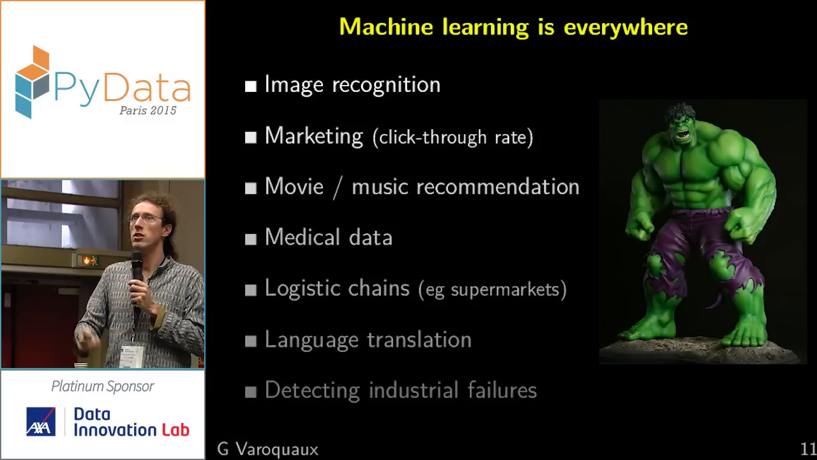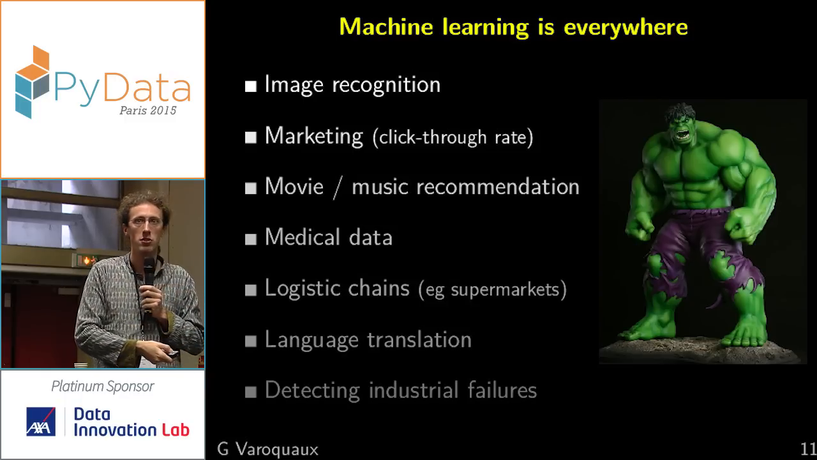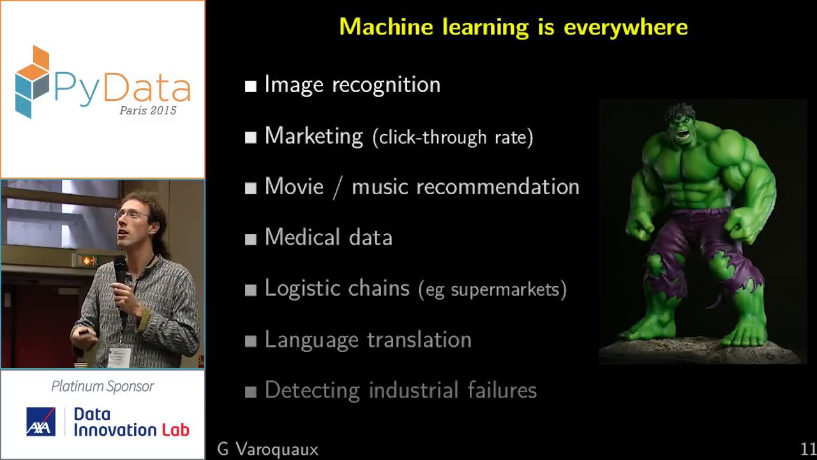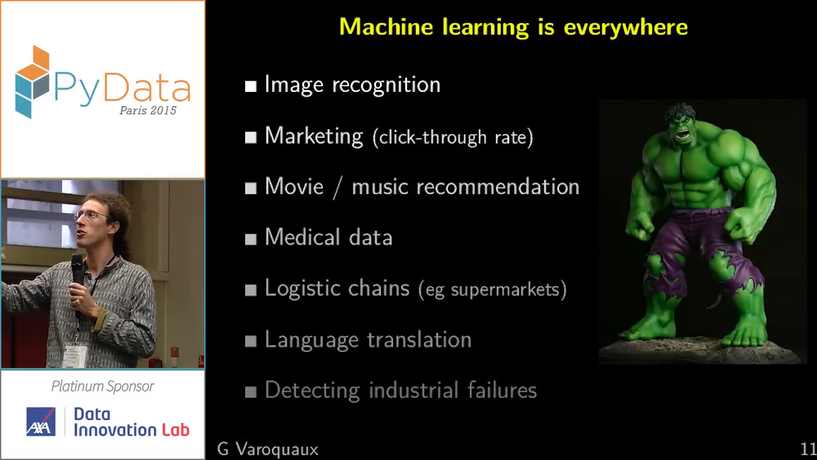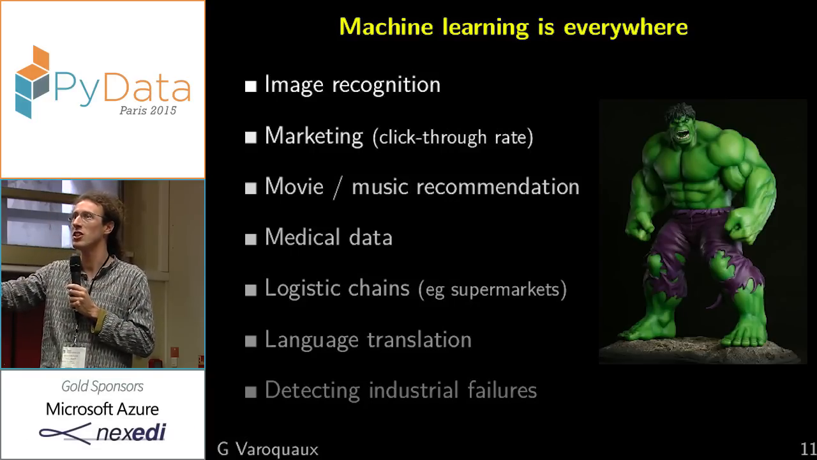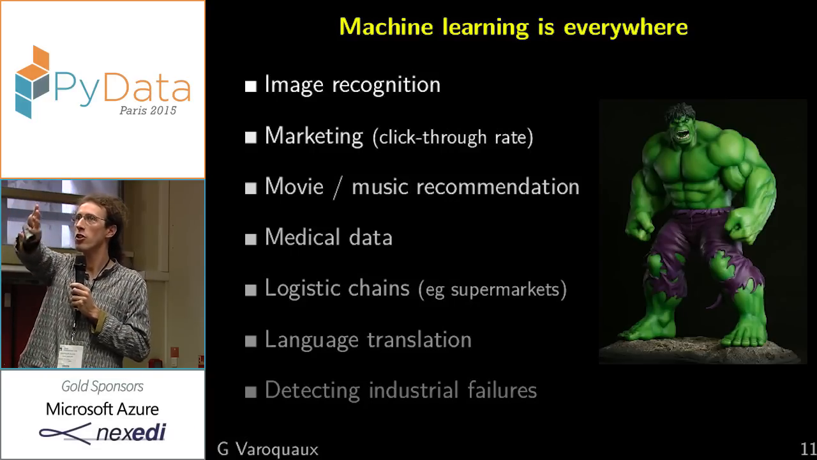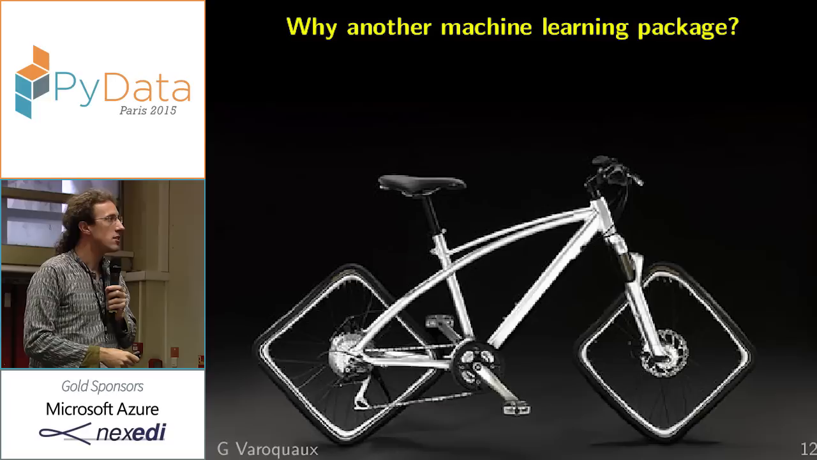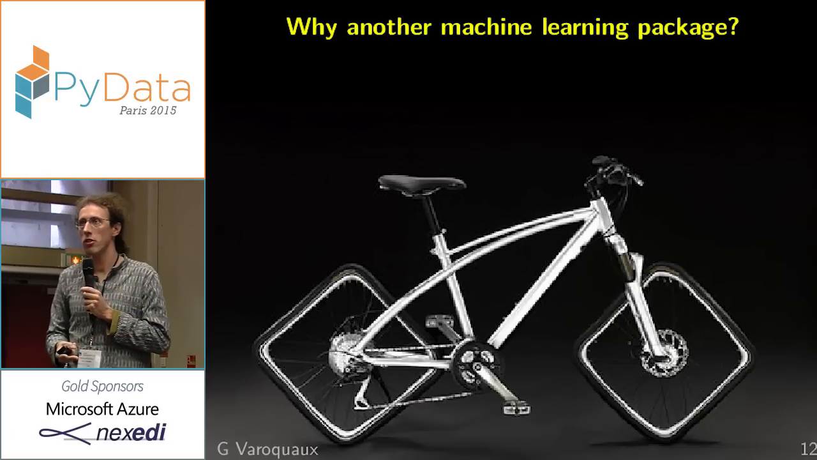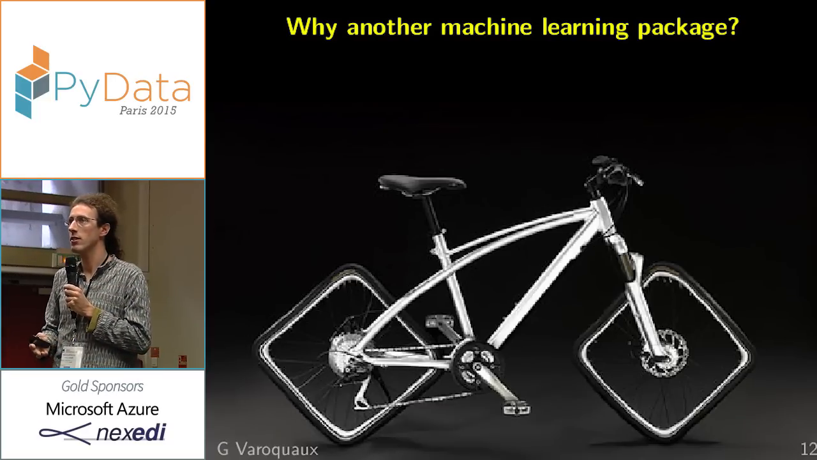So scikit-learn tries to address all these use cases and therefore addresses none. Which means that when you want to apply it to a certain use case, you need to adapt your use case to scikit-learn. So why yet another machine learning package, right?